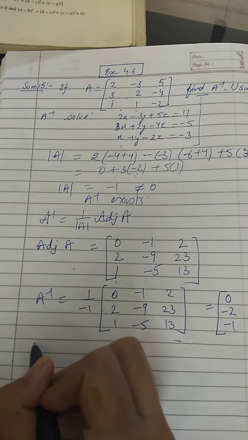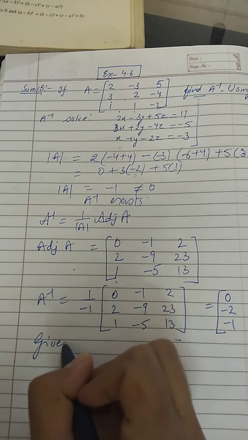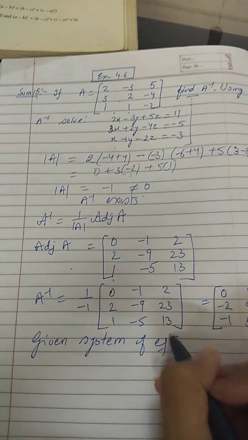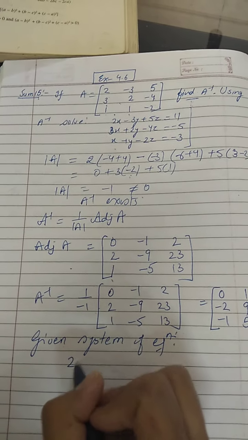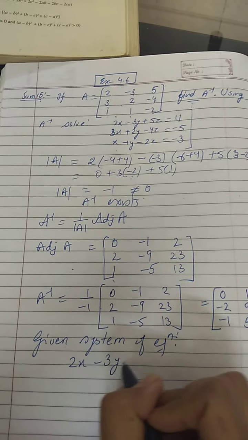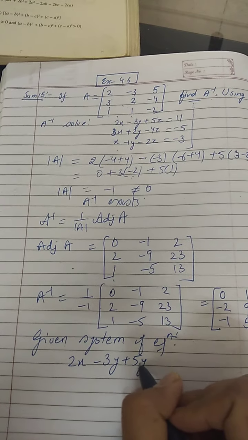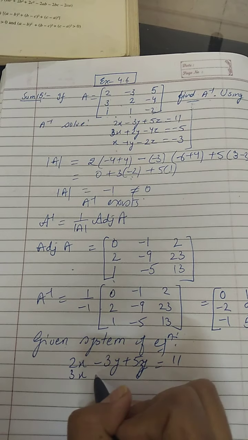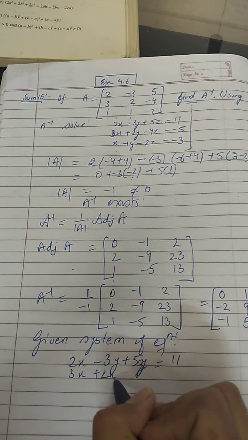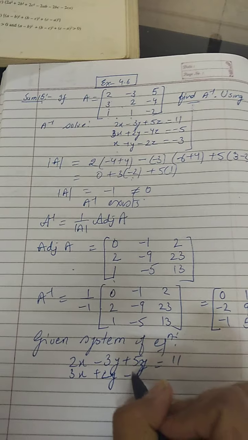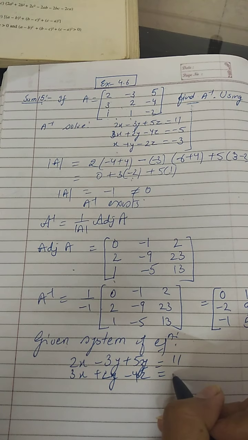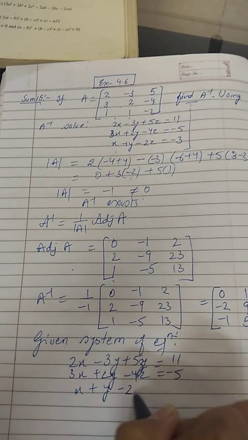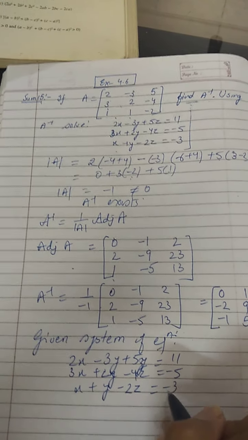So we will write down the given system of equations. It is 2x minus 3y plus 5z equals 11. Then 3x plus 2y minus 4z equals minus 5, and x plus y minus 2z equals minus 3.